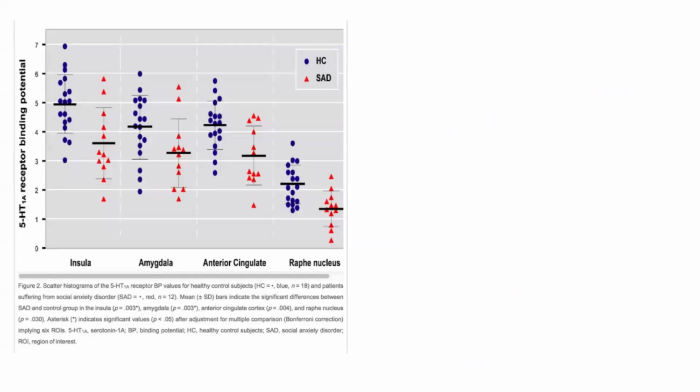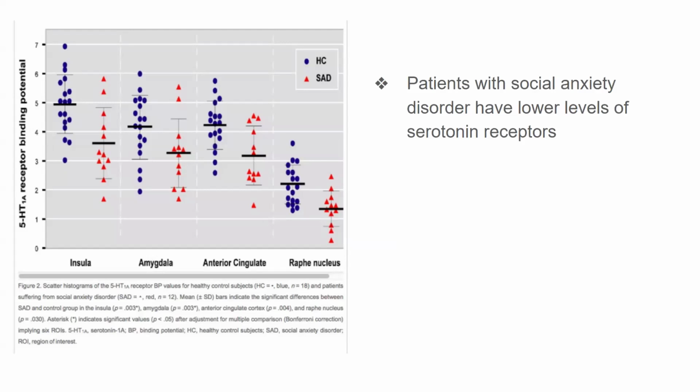Okay, and then serotonin receptor availability kind of follows the same trend that GABA receptors do. So we're going to have patients with social anxiety. Oh, sorry, no, this is patients with social anxiety disorder, my bad. They have lower levels of serotonin receptors, so they're going to have decreased serotonergic signaling in the brain. Similar to people with panic disorder, who have lower GABA receptors, people with social anxiety disorder have lower levels of serotonin.